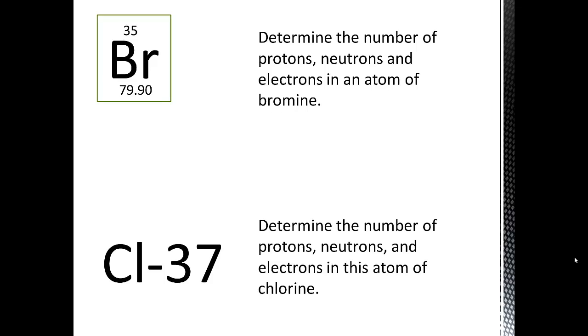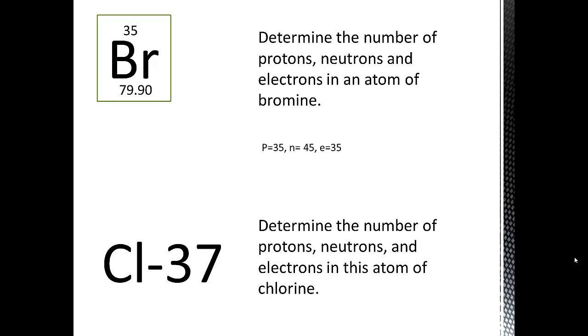Okay, so for bromine, your protons would be 35 because that's the atomic number. To get the number of neutrons, since I didn't give you a specific isotope number, you would round the mass given, 79.90, to its nearest whole number, which would be 80. And then you subtract 35 from 80 to get a neutron number of 45. Electrons, since it's an atom, should be the same as protons, so that should also be 35.